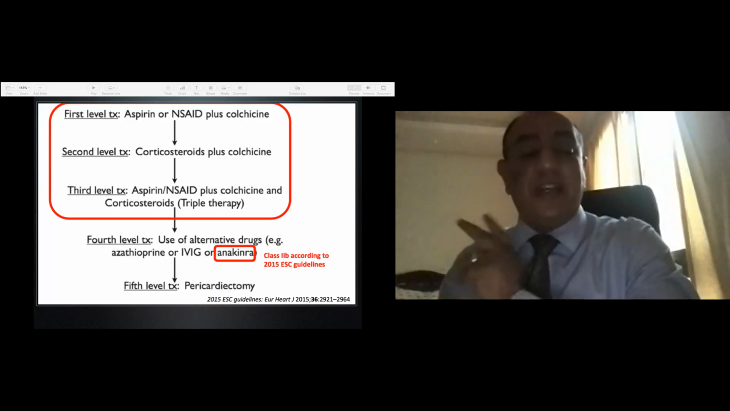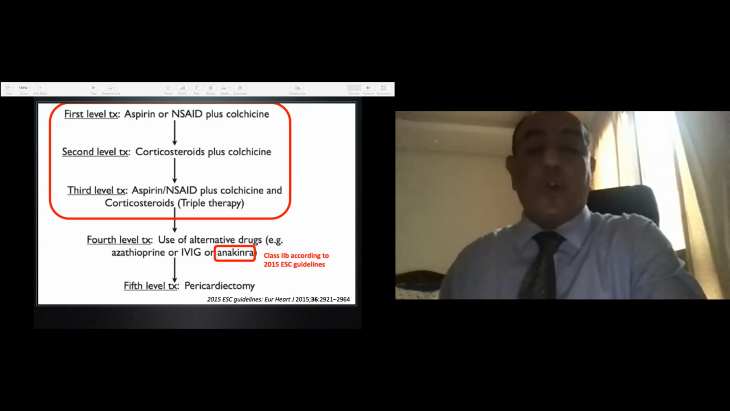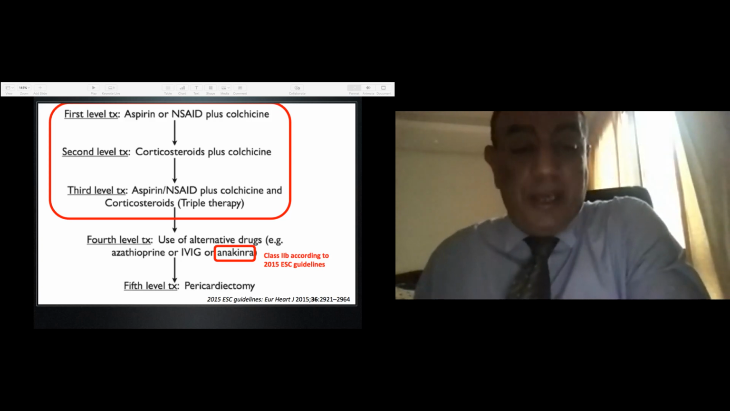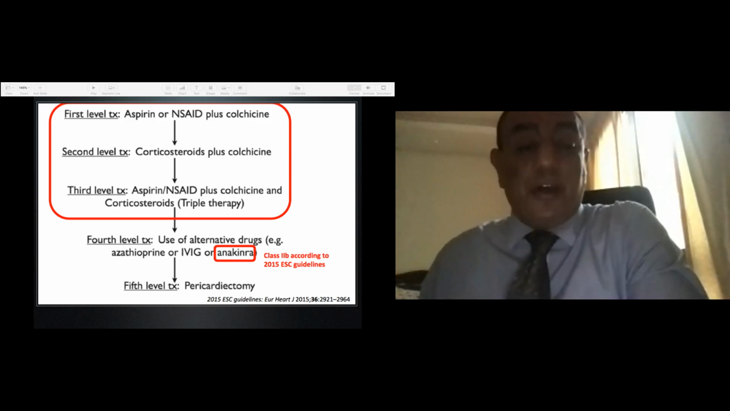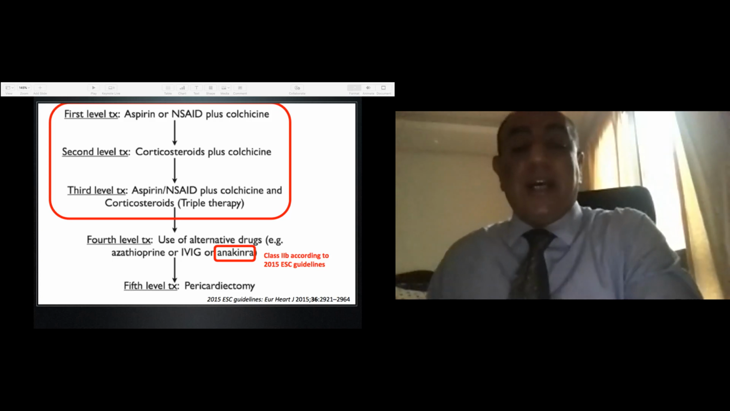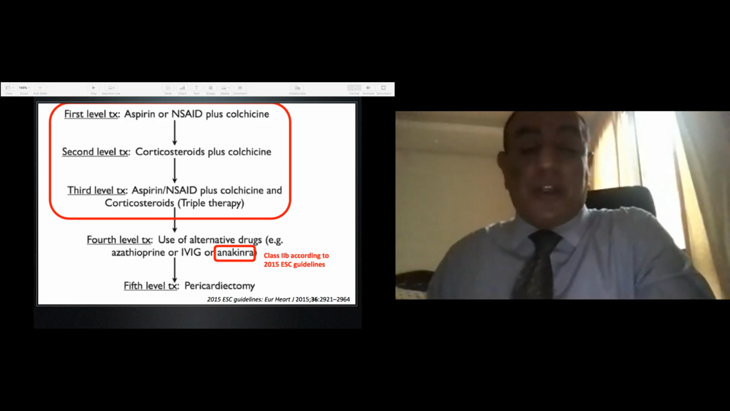There is first level, second level, third level, fourth level, and fifth level. First level is aspirin or non-steroidal plus colchicine as dual therapy. If no response, corticosteroids plus colchicine. Third level is aspirin or non-steroidal plus colchicine and corticosteroid therapy as a triple therapy for non-responders to dual.